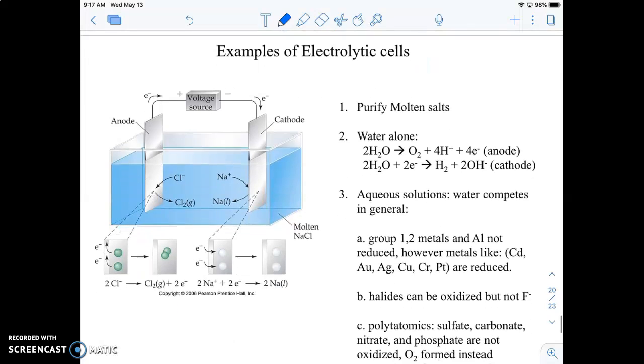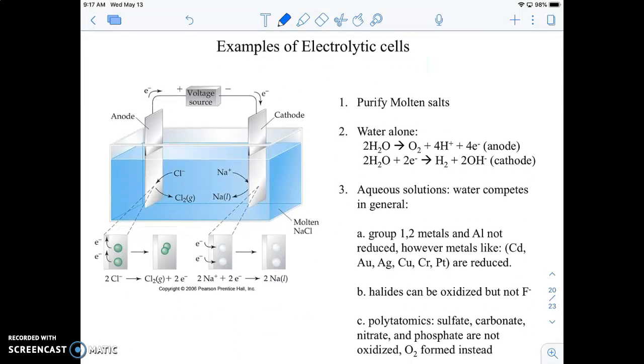Okay. Another example of how an electrolytic cell can be useful is to purify molten salts, which basically means you're taking a salt, an ionic compound, and you're breaking it back up into its elements. So why isn't this a natural process? Elements would rather be in a compound because they're stable that way. They have a full valence shell. So to take a compound and make it decompose, that's not natural or easy to do. But if you put it through an electrolytic cell and use the battery to get that going, that's something that could work.